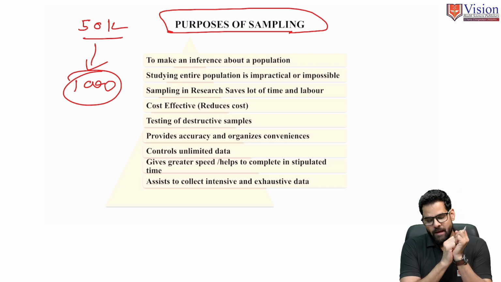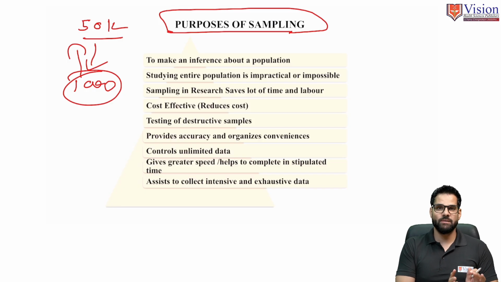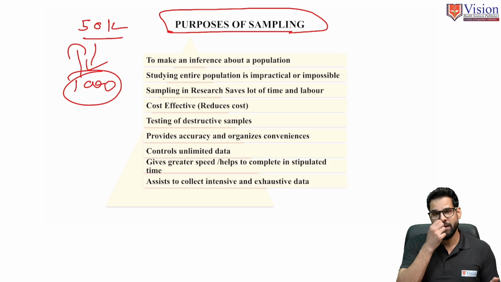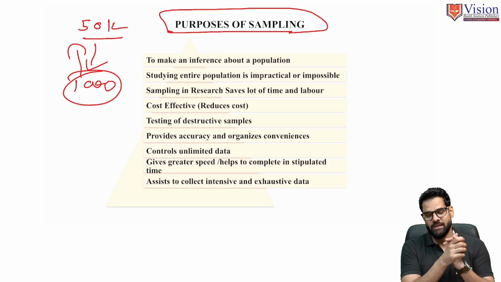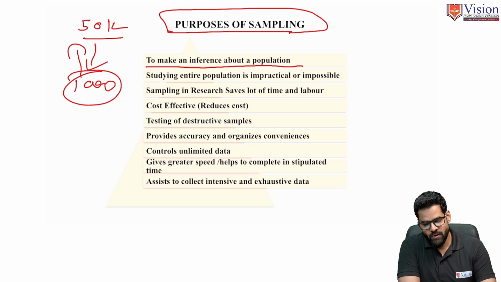But why we do that? Now the question is why we do that? Because there are always the chances of variation. Population characteristics may be different from the sample characteristics. It is not a 100% foolproof method, but still we do it. Why? To make an inference about the population. Why we need a sampling? Because we want to make an inference, means we want to conclude.